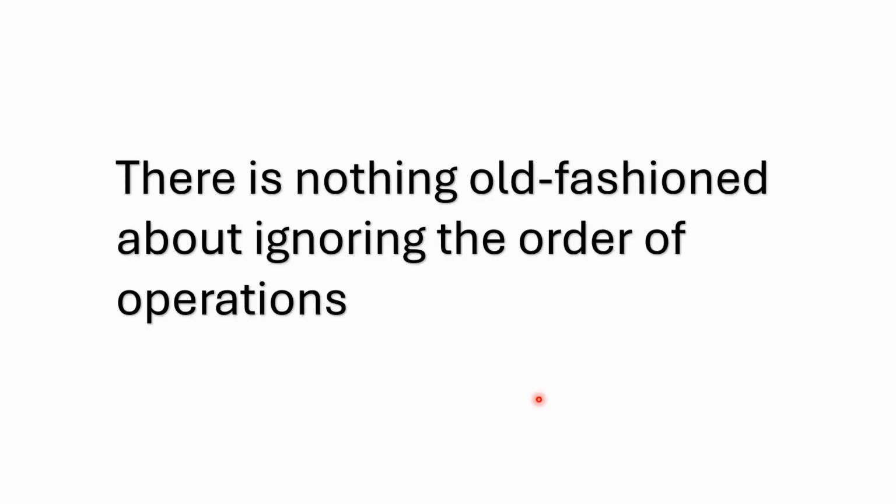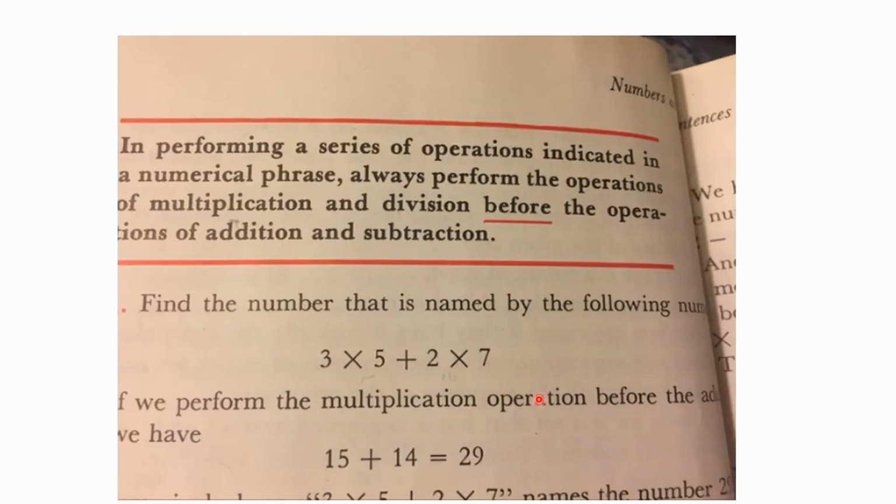There's nothing old-fashioned about ignoring the order of operations. No textbooks were ever written that taught blindly to solve left to right. I can pull up any textbook that covers this topic. When performing a series of operations indicated in a numerical phrase, you always perform the operations of multiplication and division before the operations of addition and subtraction. And of course, we're not looking at exponents or anything inside of parentheses in this case.